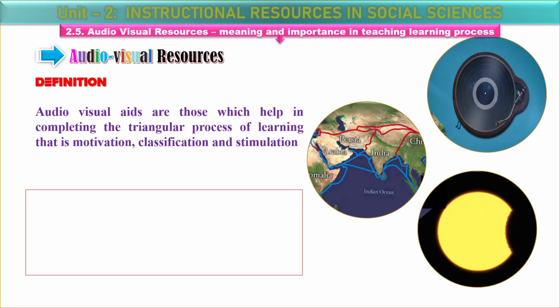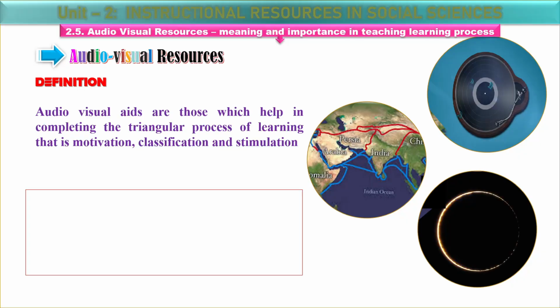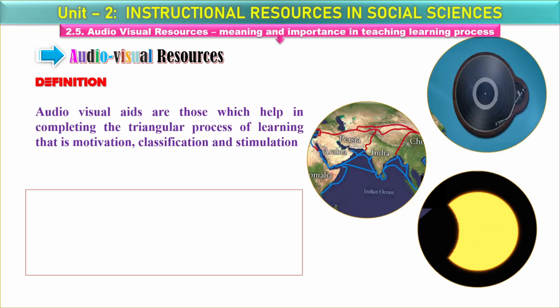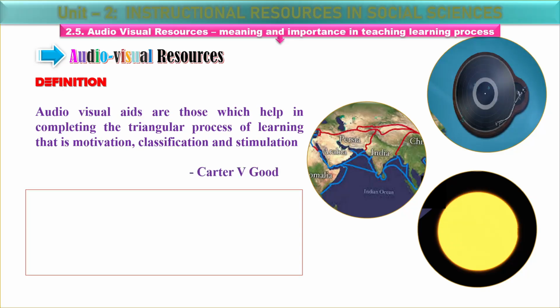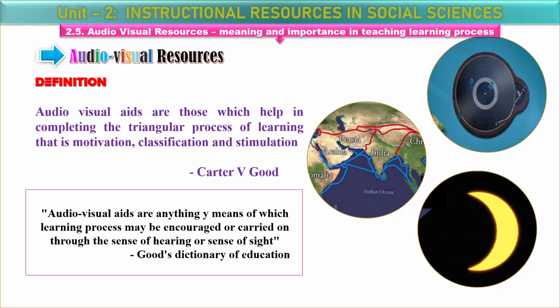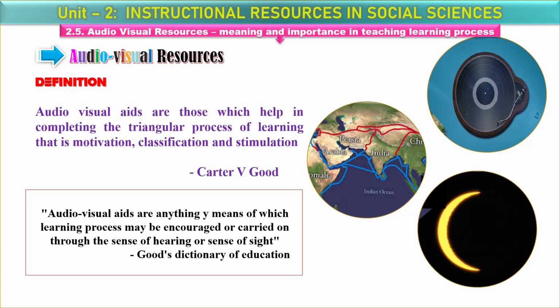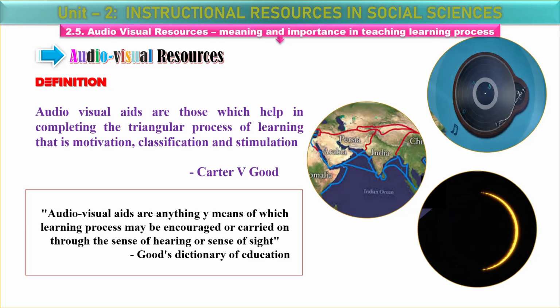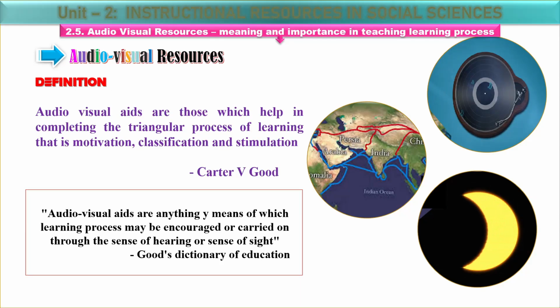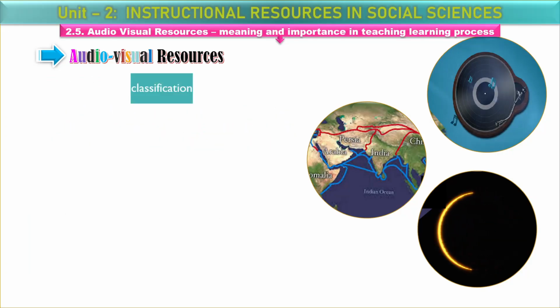The first definition: audiovisual aids are those which help in completing the triangular process of learning, that is motivation, classification and stimulation. This definition is given by Carter V. Good. So one more definition I would like to refer to here. According to Good's Dictionary of Education, audiovisual aids are anything by means of which the learning process may be encouraged or carried on through the sense of hearing or sense of sight. That's why we call them audio visual. Both our eyes and ears work together over here.